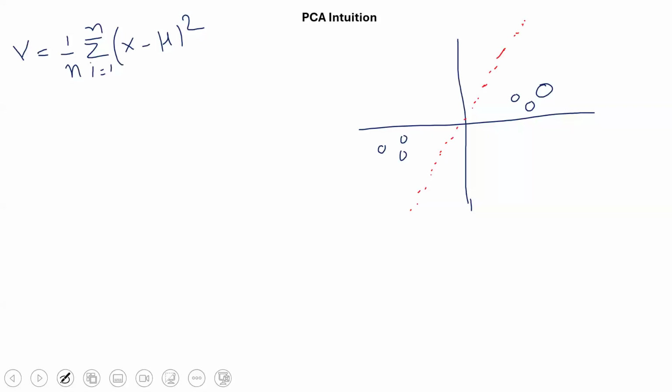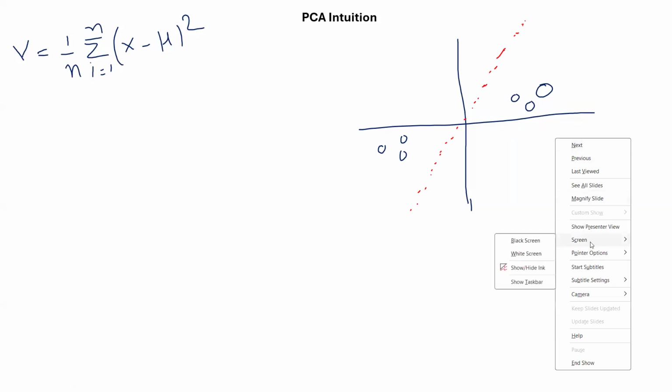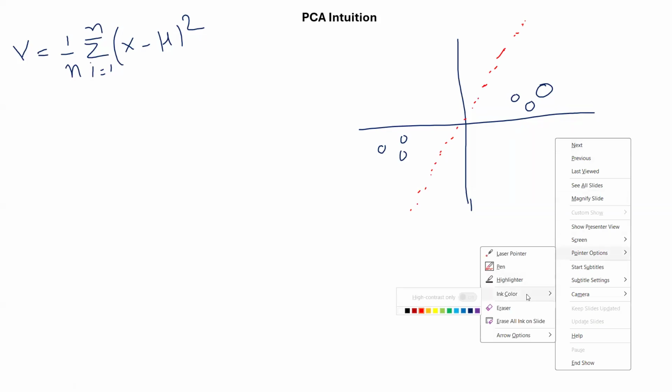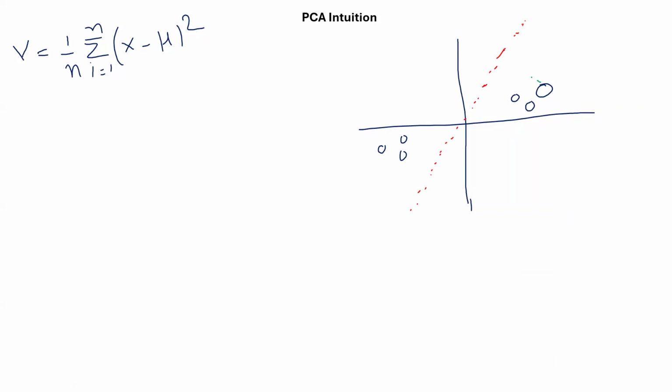And then I'm projecting these points onto that particular line. I'm projecting every point here onto this line. So variance, this is the mean, because we shifted all the points. We standardized all the points so that the mean falls at 0, 0.